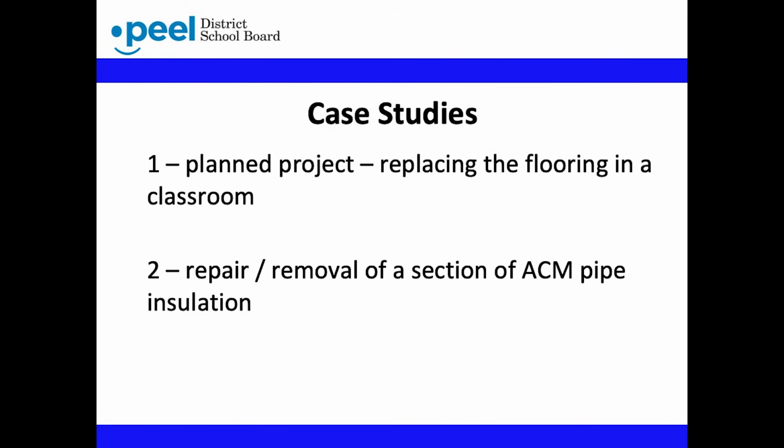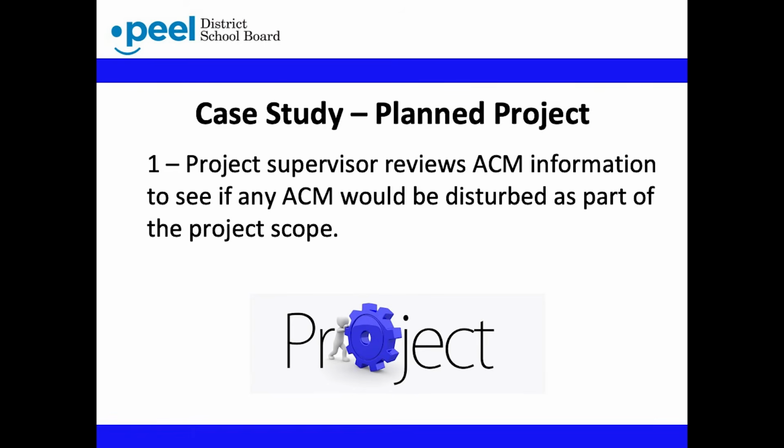In this chapter, we'll review two common scenarios of asbestos work at PDSB: a planned project, in this example replacing the flooring in a classroom, and repair of ACM pipe insulation. In each scenario, let's look at the process for identifying and communicating the removal of ACM. Upon receipt of the project, the supervisor, as part of their initial planning, will review asbestos information to determine if any materials in the room, and in particular any materials that are to be disturbed, are ACM.